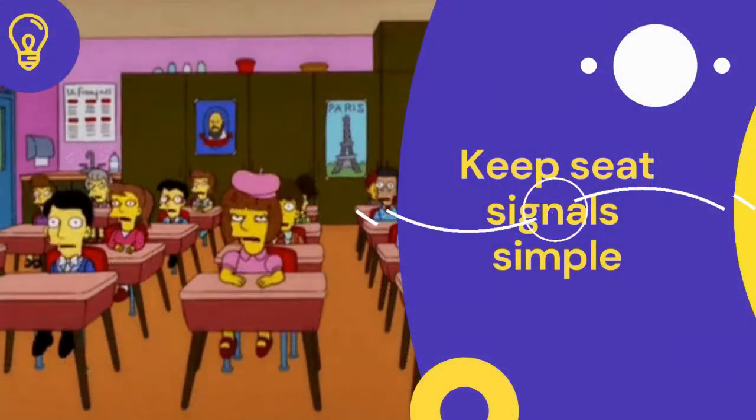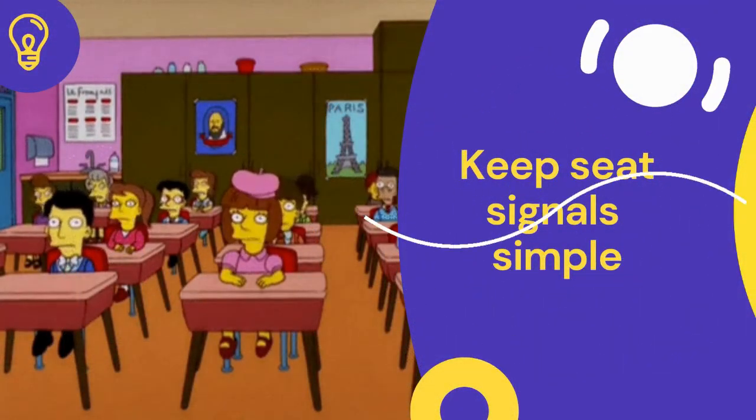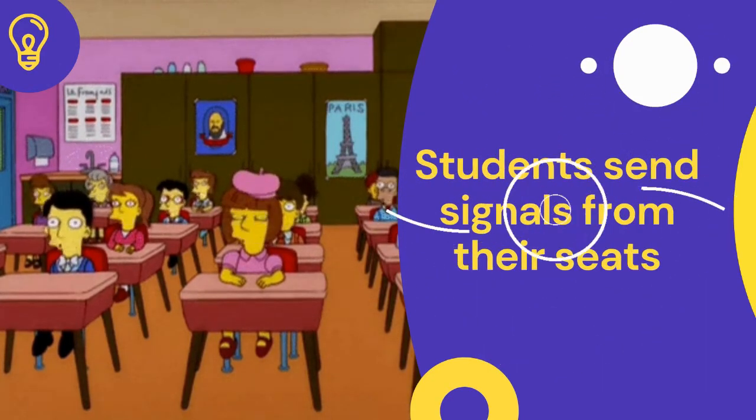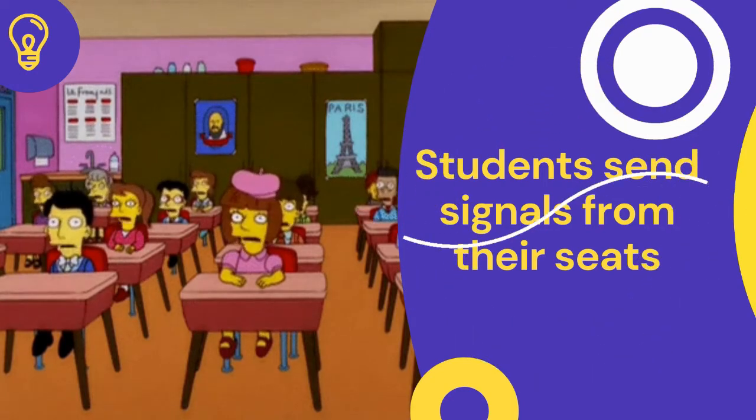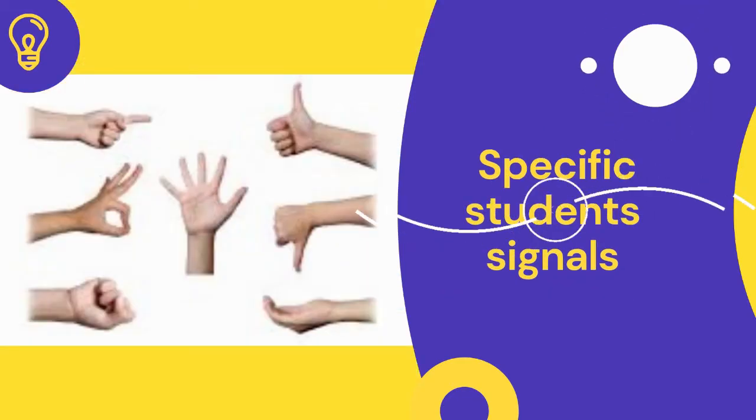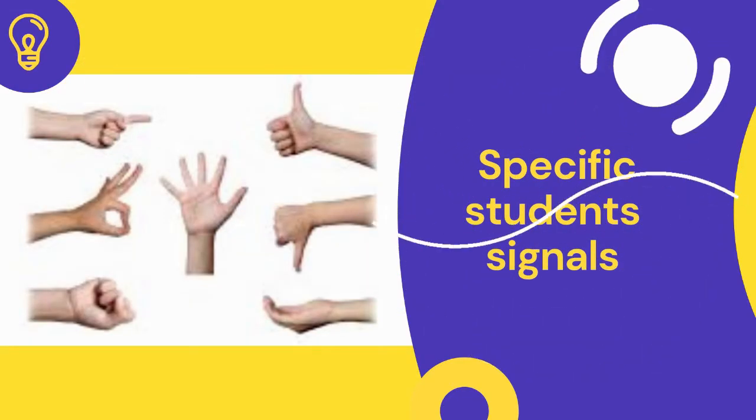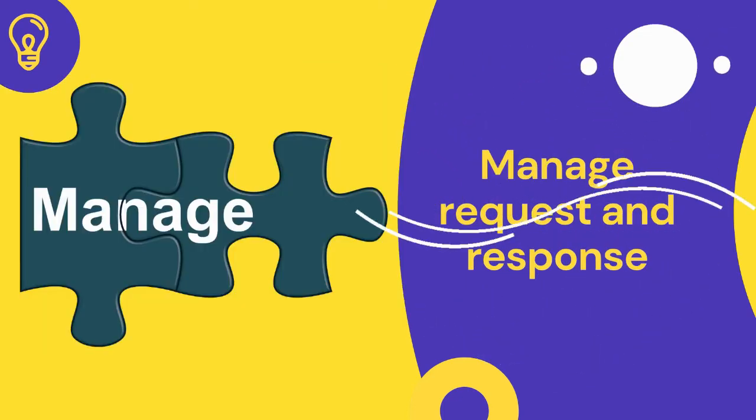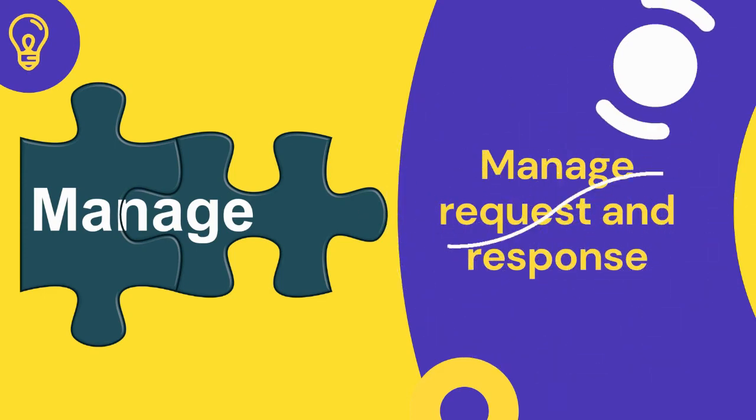Seat signals need to be simple, as per the following criteria. Definitely remind students to exercise the same with caution. Students must be able to signal their request from their seats. Students must be able to signal requests non-verbally. The signals should be specific and unambiguous but subtle enough to prevent them from becoming a distraction. You should be able to manage both their request and your response without interrupting instruction.